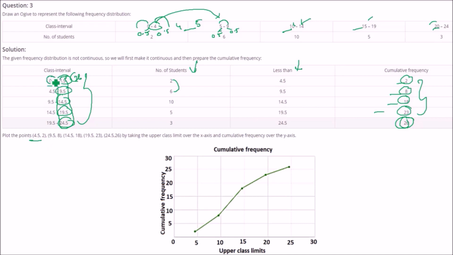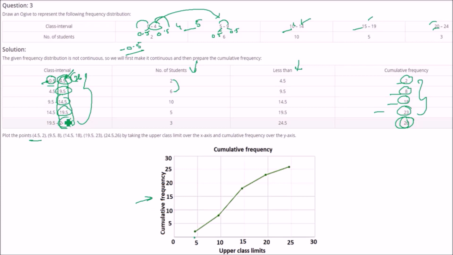Why do we just ignore this? Because we have to find out less than, and we are interested in the upper limit. That is why I just ignored it. Otherwise it would have come as minus 0.5, but we just wrote it as 0 or 0.5. You can write 4.5 and 2. 4.5 is for x, and you know that cumulative frequency will always be on the y-axis.